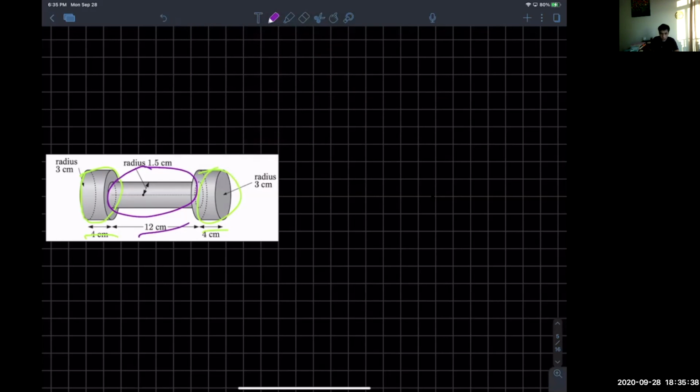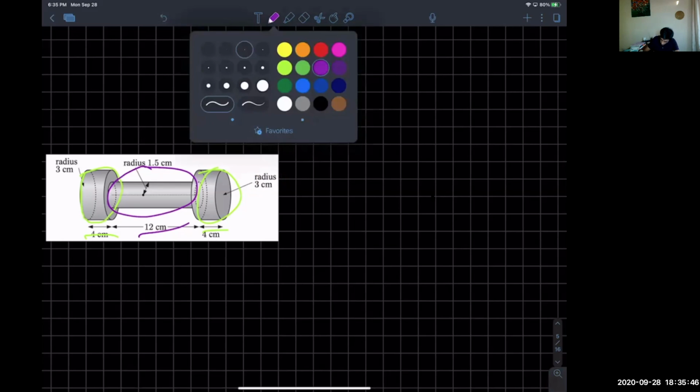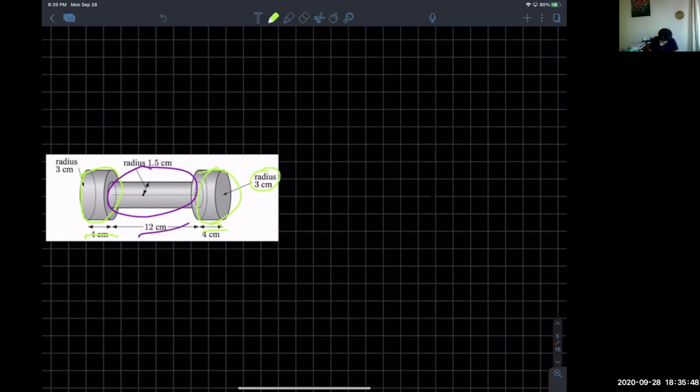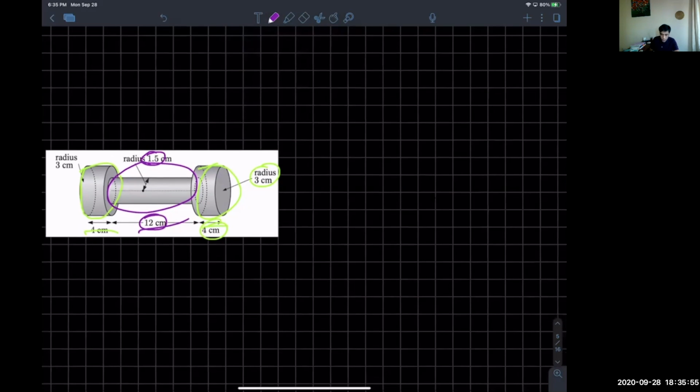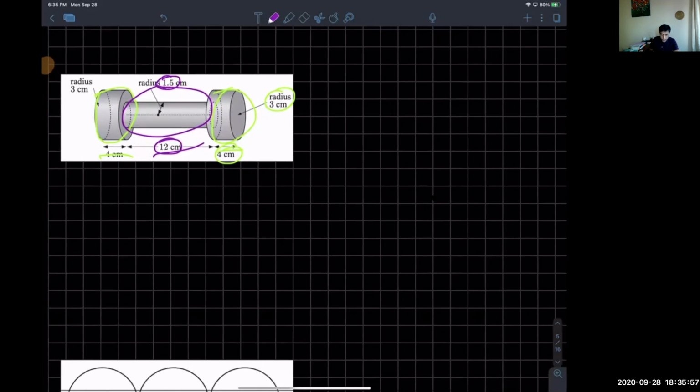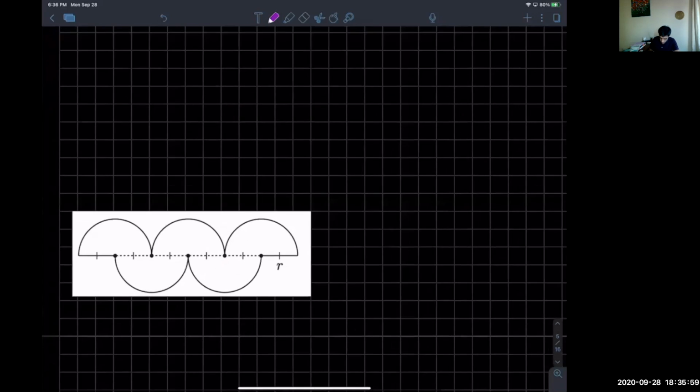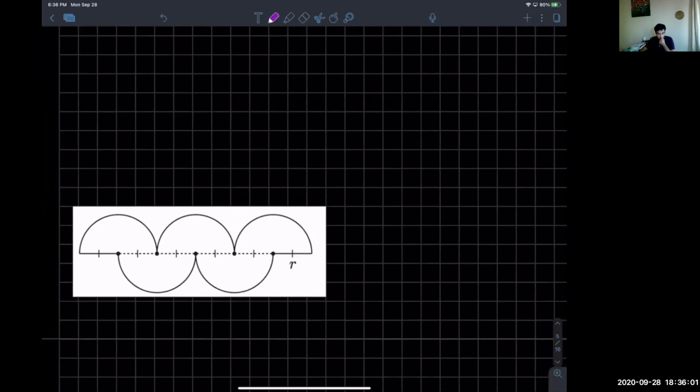That's pretty straightforward. So for a cylinder, what do you need? You need radius and you need height. So we have the radius for this cylinder here, and the height is 4. Same thing, we have the radius for this cylinder, and the height is 12. Yeah, pretty straightforward. All right, let's try this one. What about this one?